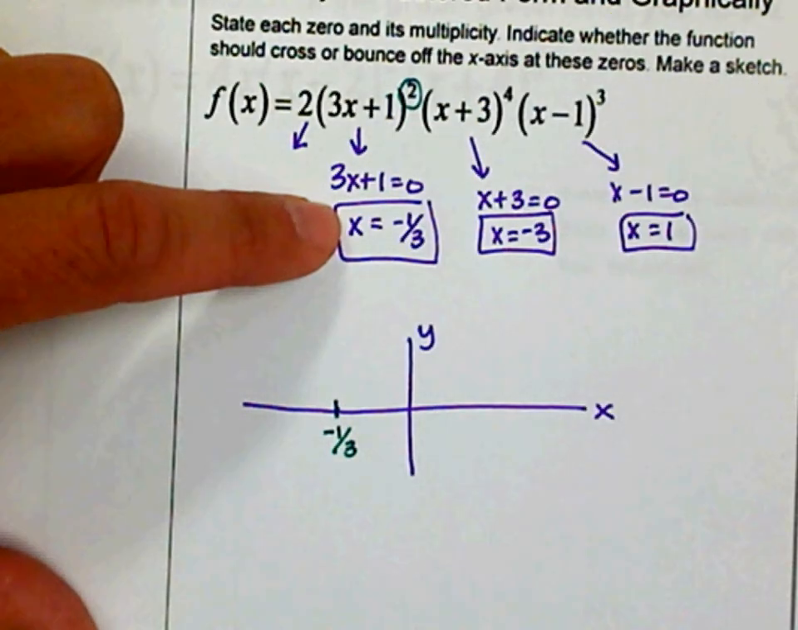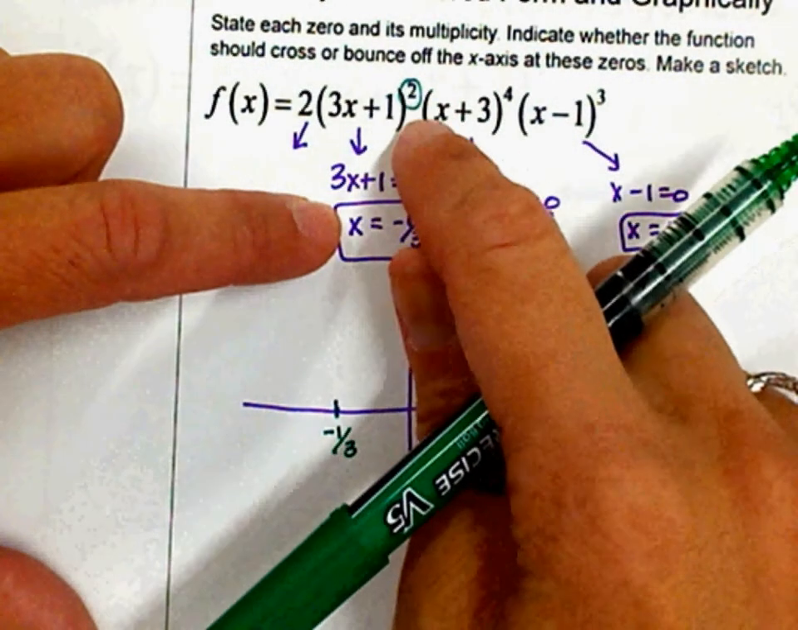It's a square. Cut, slide, or bounce? Bounce. It's an even, so I'm going to put a B right there. Okay? You guys good?